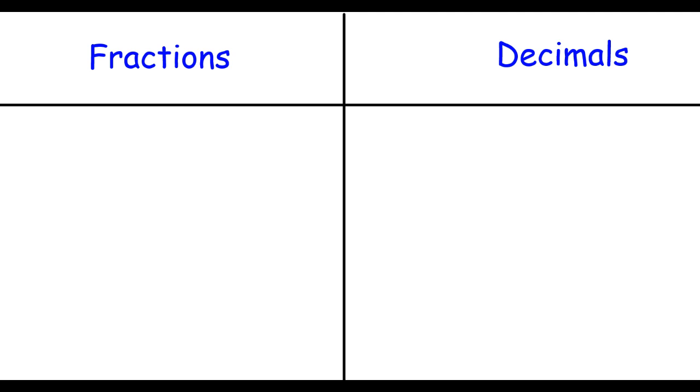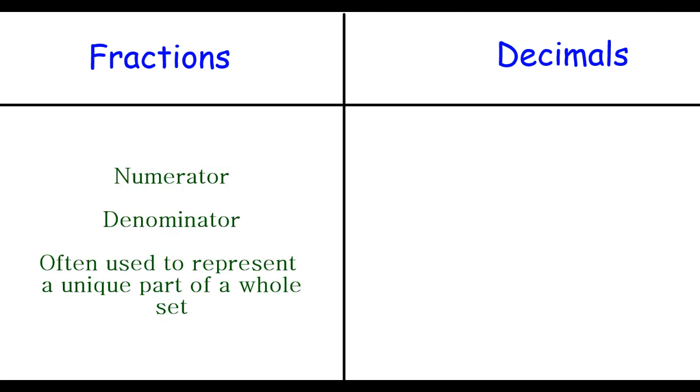So as far as fractions are concerned, a few of the things that you might remember are that we have a numerator, we have a denominator. They're often used to represent a unique part of a whole set. That's not the only thing we can use fractions to represent. Certainly improper fractions don't have that characteristic, but as far as fractions between 0 and 1, frequently that means that we're talking about a small part, a numerator, out of a complete larger set, a denominator.